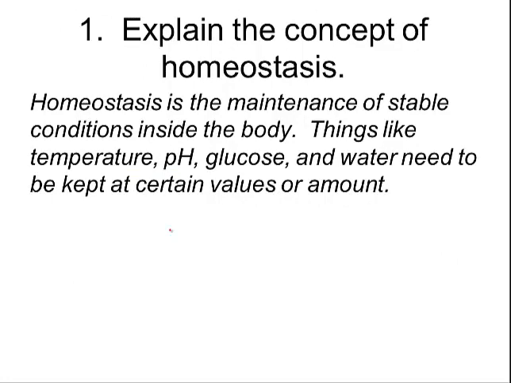And finally, in 4.8, explain the concept of homeostasis. So remember, homeostasis is maintenance of stable conditions inside the body. Okay, so things that we have to try to keep stable: temperature, pH, glucose levels, water. All of these things need to be kept at certain values, or you need to have a certain amount of them in order for your body to stay healthy.